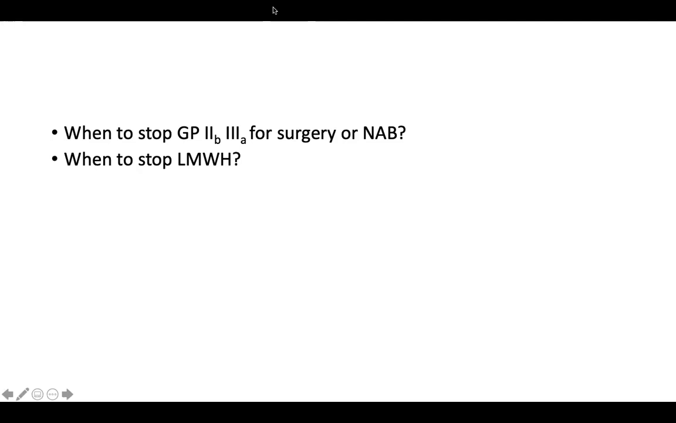So when to stop low molecular weight heparin? Low molecular weight heparin should be stopped 12 hours prior. There are 2 doses of low molecular weight heparin, therapeutic and prophylactic. When the therapeutic dose of low molecular weight heparin is given, it has to be stopped 48 hours before. When it is prophylactic, it has to be stopped for 12 hours before a neuraxial blockade.